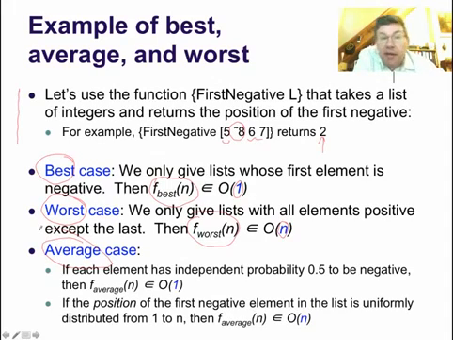Now in the average case, it depends on the distribution. If each element has a 1/2 chance of being negative, then we will very quickly hit a negative element, and if you make the calculation, you'll see on average we need to see 2 elements, so that's a constant, so it's O of 1. But if the position of the first negative element is a uniform distribution, so it might be the first one, it might be the second, up to the nth, and each one has probability 1 over n, then the average complexity will be O of n, because on average it will have to look at n over 2 elements, and n over 2 is O of n.